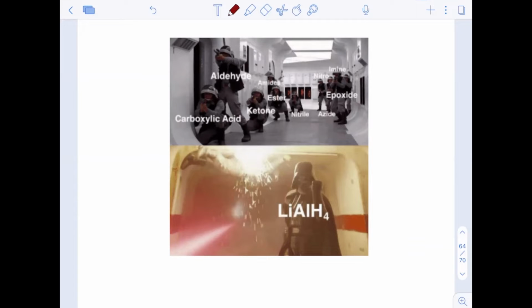So don't forget, no matter what we are looking at in terms of our carbonyl chemistry here, lithium aluminum hydride is very powerful with the force. It is a very strong reducing agent. So it will reduce carboxylic acids, aldehydes, ketones, esters, amides, nitriles. We have not gone into nitros or azides, or we saw epoxides last semester, but this meme is classic.